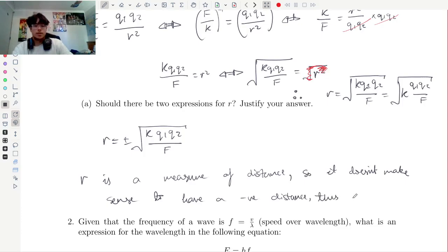Thus, we neglect the negative answer and accept the positive only.